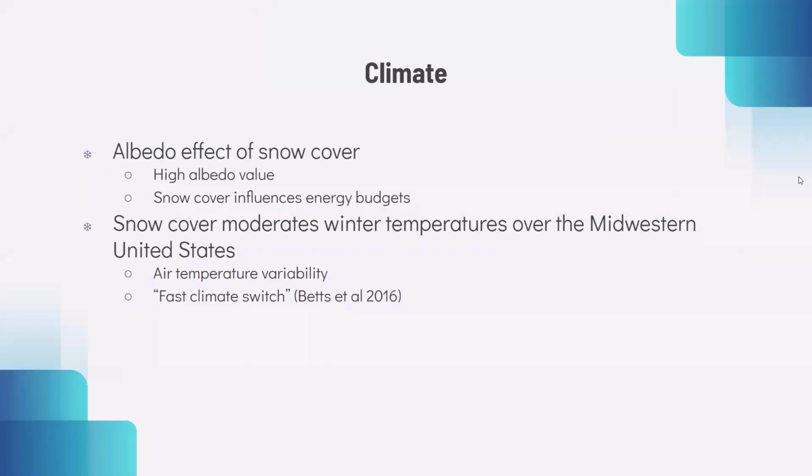Snow cover's effect on climate is dependent on snow's albedo. Albedo is defined as the percentage of solar radiation that is reflected by a surface. Snow cover can have an albedo value as high as 90 to 95%, which is much higher than the albedo of a bare soil or vegetation.